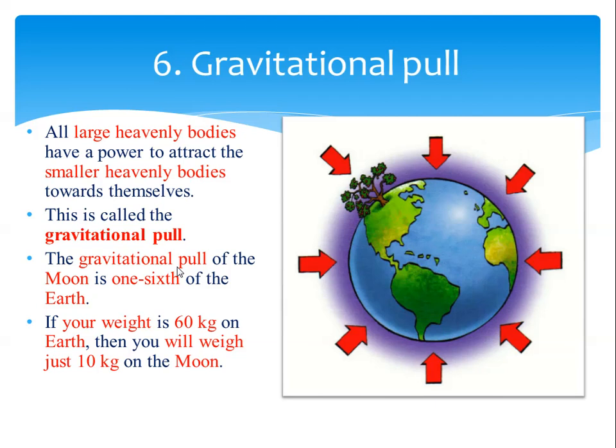This is because of less gravitational pull on the moon compared to Earth. Again, all large heavenly bodies attract the smaller heavenly bodies towards themselves, and this is called gravitational pull. Like in this picture, you can see our planet Earth attracts other smaller heavenly bodies.